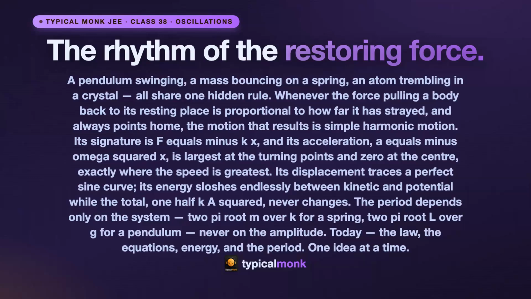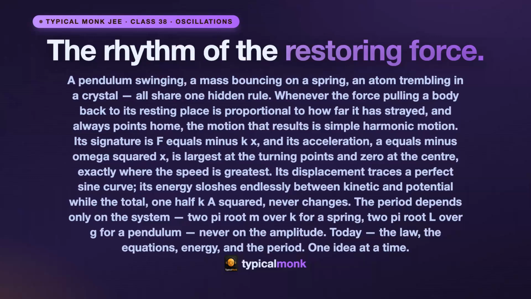A pendulum swinging, a mass bouncing on a spring, an atom trembling in a crystal, all share one hidden rule. Whenever the force pulling a body back to its resting place is proportional to how far it has strayed and always points home, the motion that results is simple harmonic motion. Its signature is F equals minus kx, and its acceleration, a equals minus omega squared x, is largest at the turning points and 0 at the center, exactly where the speed is greatest.